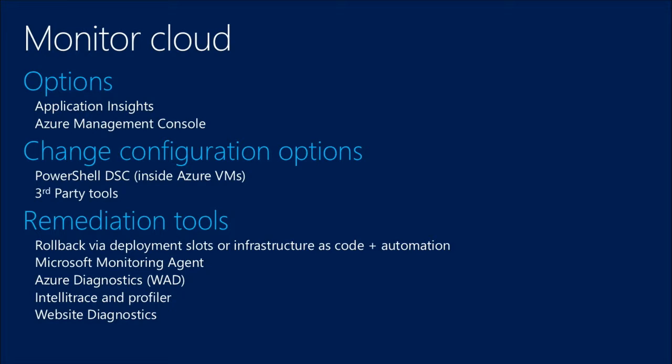As far as change configuration options go, this is where you're really going to rely upon the tools that are there for traditional VMs today. At least that's kind of how it goes, right? With third-party tools like Chef and Puppet, or even PowerShell DSC, where you're really checking and enforcing a particular configuration, those are going to be really relevant for virtual machines, as they would be today for on-premises.